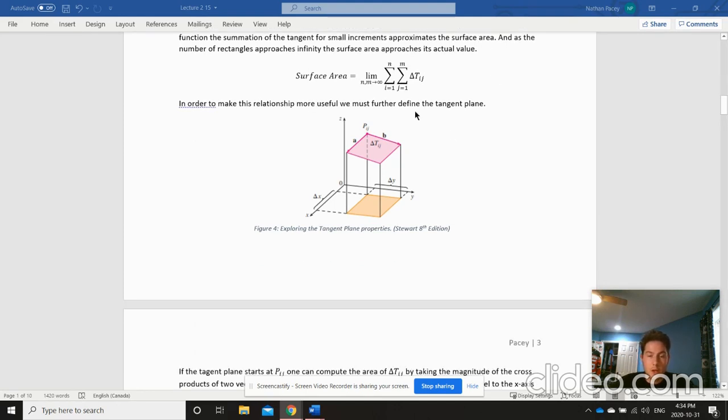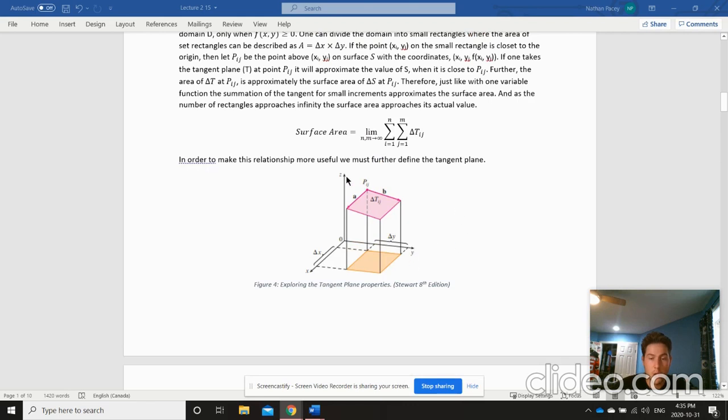So here we can see what I was talking about with the point Pij. And in figure 4, we can see what we were talking about earlier, where we have the tangent plane with its respective vectors a and b, and the point on surface S, P of i. Now you can see the projection onto the x and y plane. That is the domain of delta x and delta y, the area in x and y.